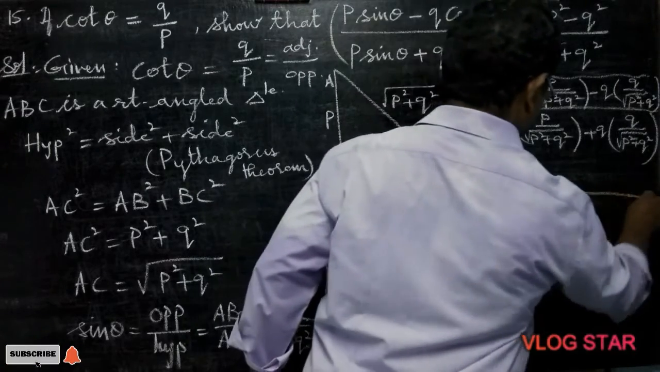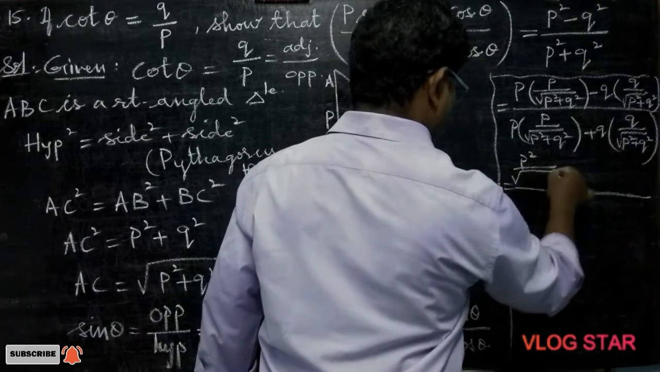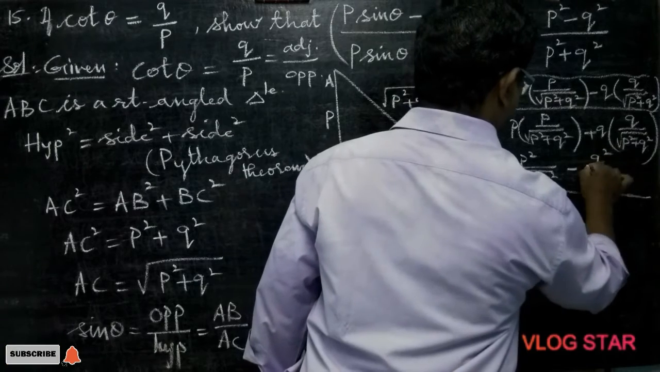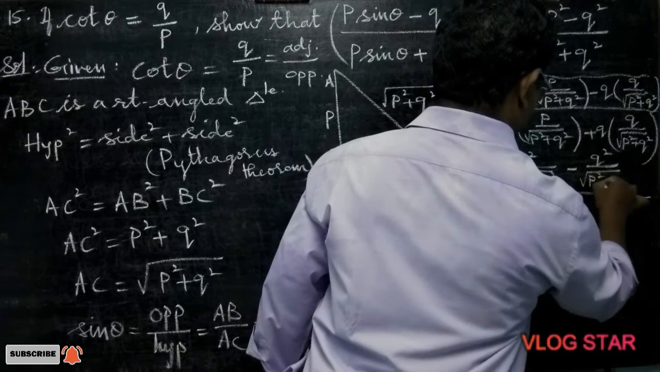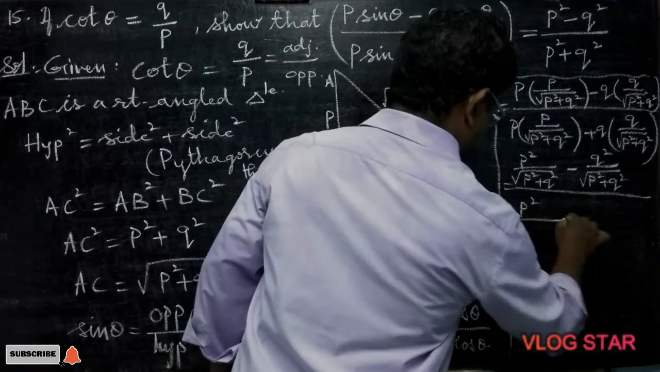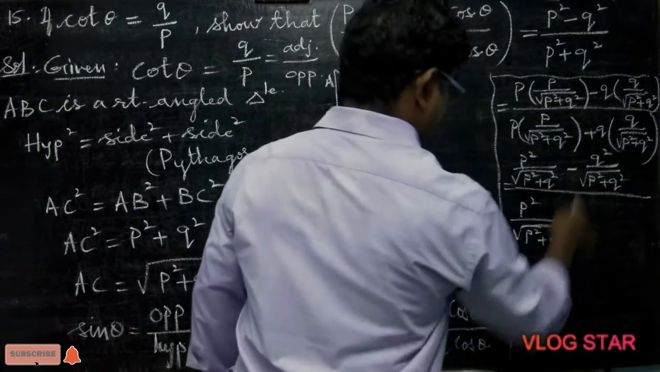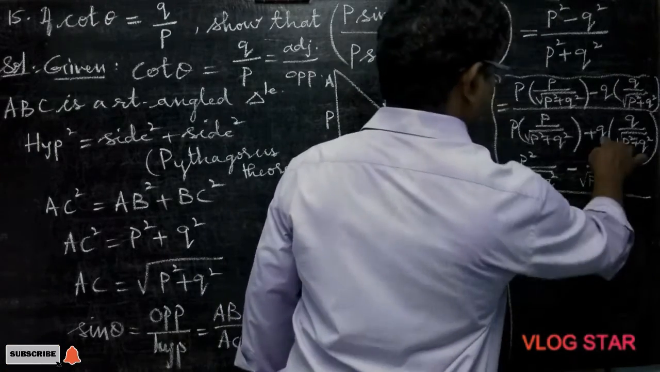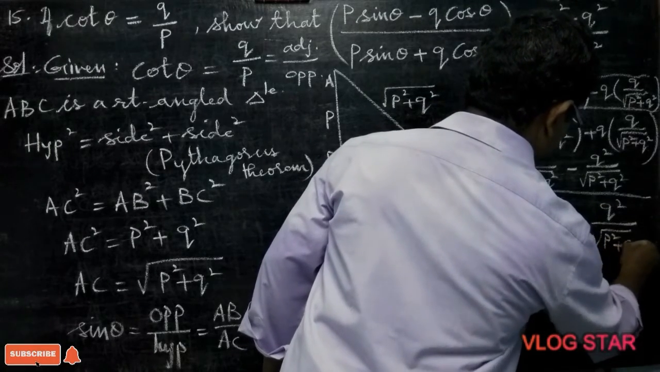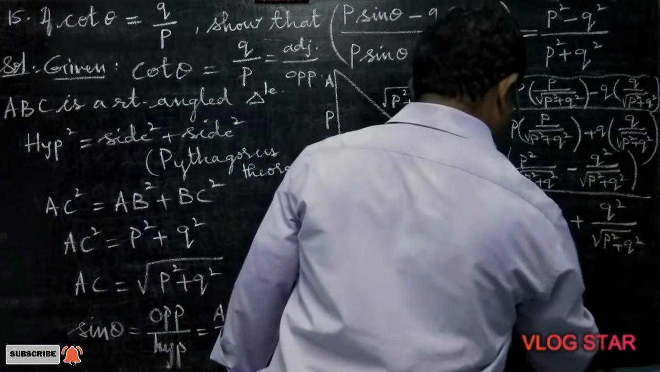Now that is equal to P into P, P square by square root of P square plus Q square, minus Q square by square root of P square plus Q square. The same denominator also: P square by square root of P square plus Q square. Here plus is there, plus Q into Q, Q square by square root of P square plus Q square. If you want, keep brackets. This is the numerator and this is the denominator.